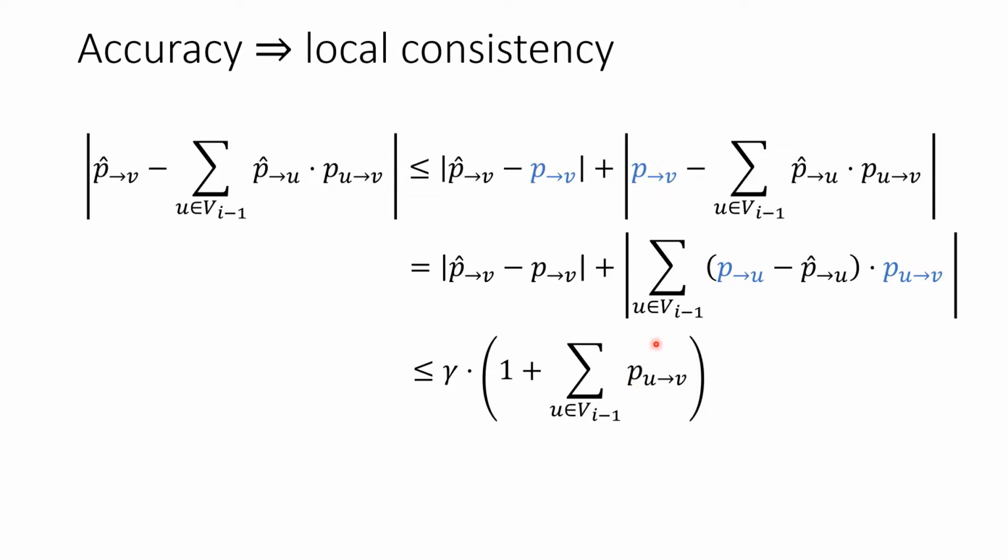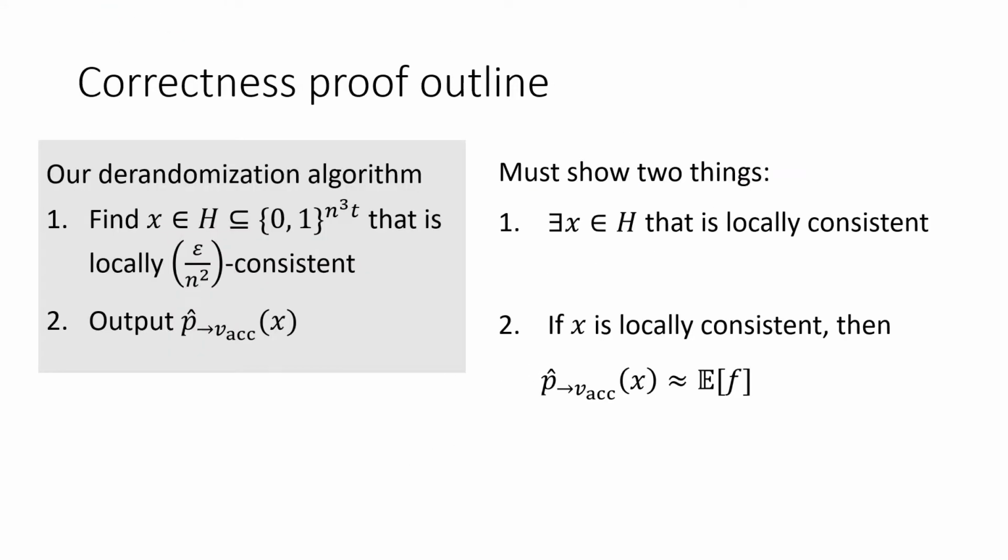Finally, these are probabilities, so this whole quantity in parentheses is at most n plus 1, or let's just say at most 2n. So that shows that accuracy implies local consistency, with a factor of 2n loss in terms of the error parameter. So that shows that there is a string in the hitting set that is locally consistent. So we're done with the first part of the correctness proof.